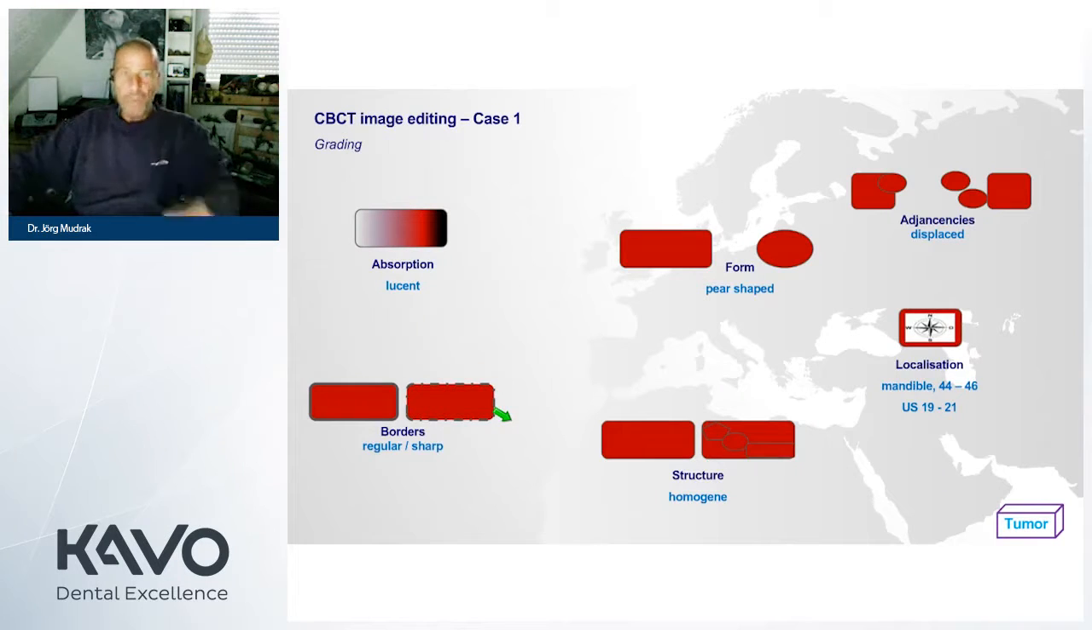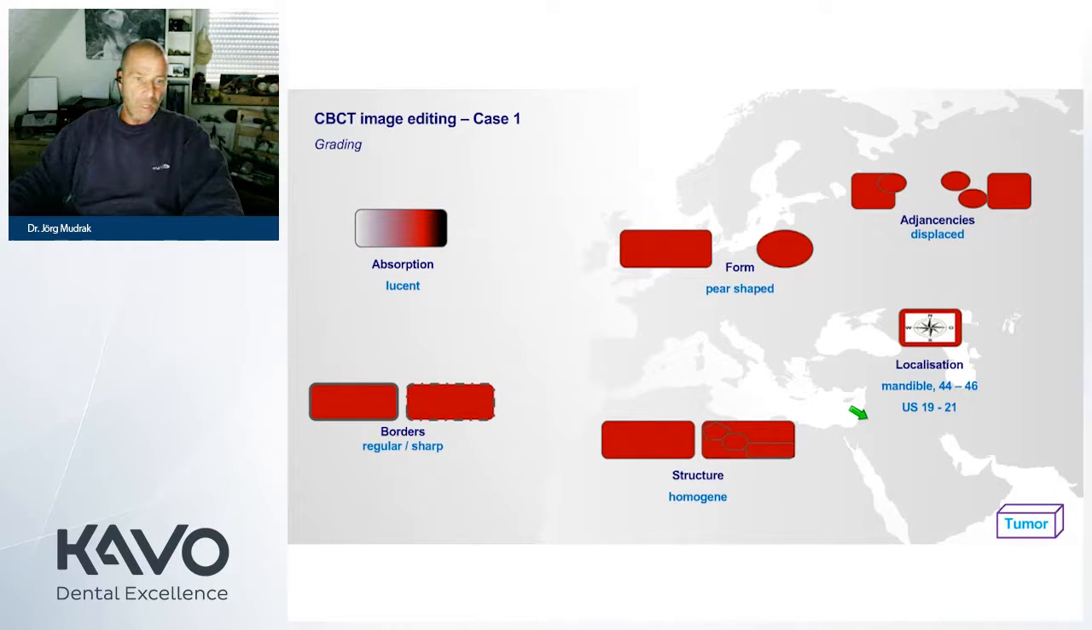so if we sum this up, referring to our table, then we could state that we have a kind of lucent resorption. I called it pear-shaped, but this is just an example. The neighboring structures are somehow displaced. The localization is 44 to 46, or US 19221. The structure is homogeneous. The borders are more or less regular or sharp. And I gave you already some little hint. We will end up in this box.